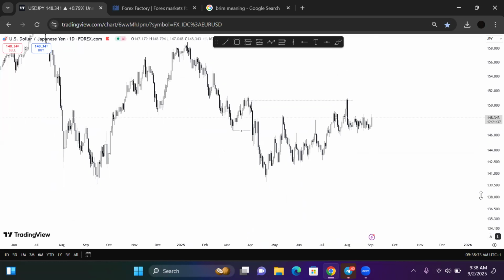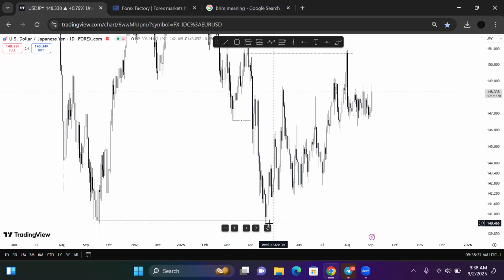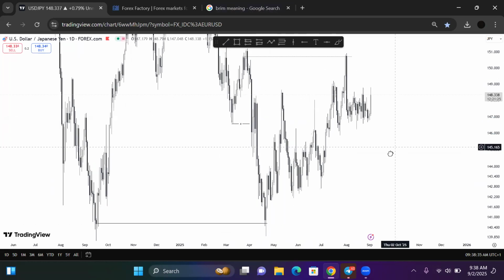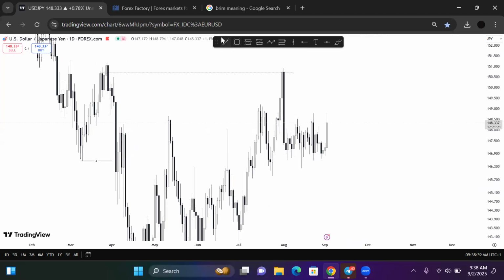We tapped on this level, and don't forget that we are coming from a strong support level that pushed price up. So let's focus on what we have currently. We have this break of structure right here, and this support level that I tapped on. You can see that immediately after tapping this support level, the market has been going up.